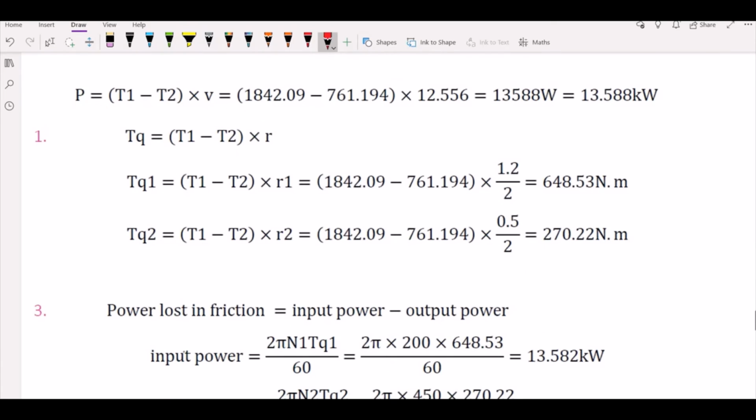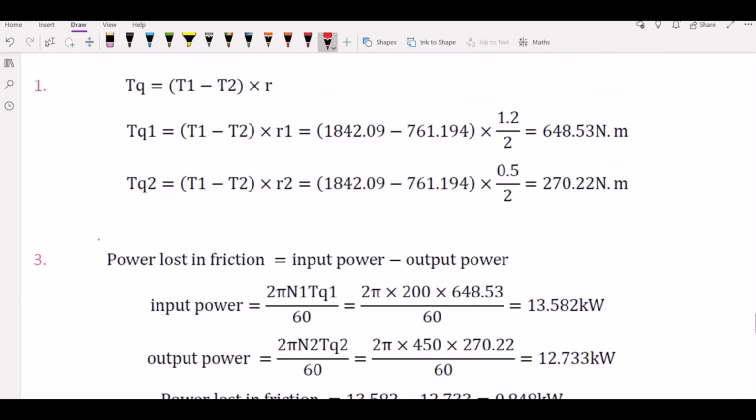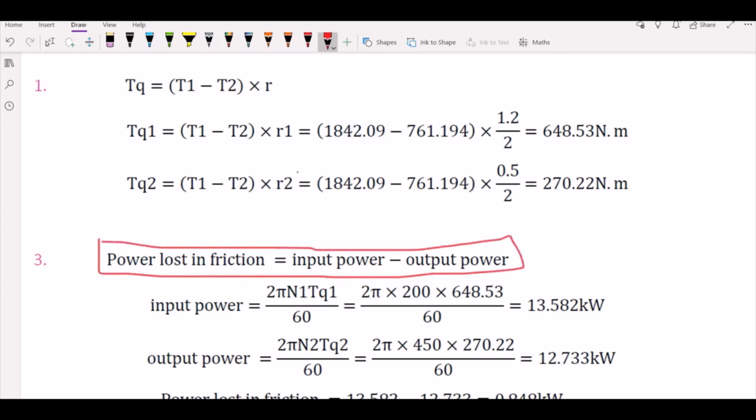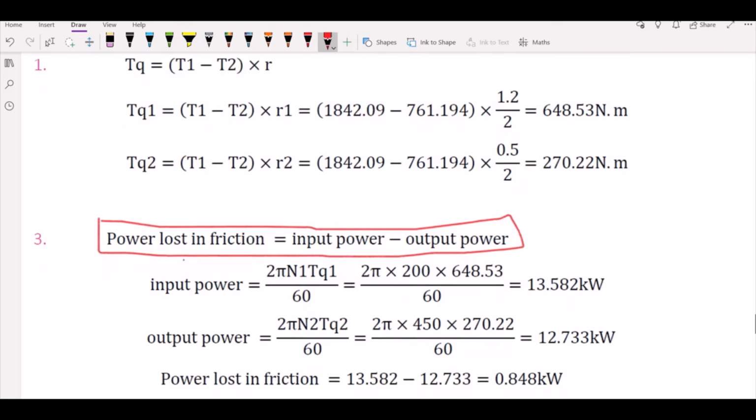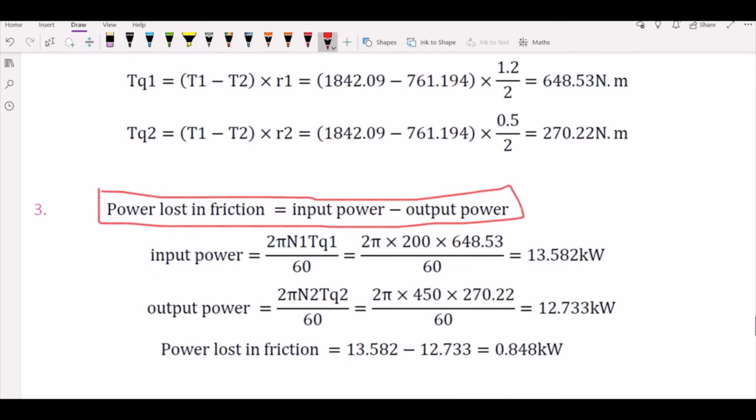Next, how do you calculate your power lost? Power lost, this is a very important relation. Power lost in the friction is equal to input power minus output power. So here, what is input power and what is output power, which we need to calculate. How to calculate your input power? With the input torque, 2 pi NT by 60. From that relation, you can calculate your input power. Output power is nothing but by considering the output torque, that is from your outer diameter, 2 pi NT by 60. So from here, input and output are known, and power lost in the friction is known. Okay, take this as power lost. This is a very important one.